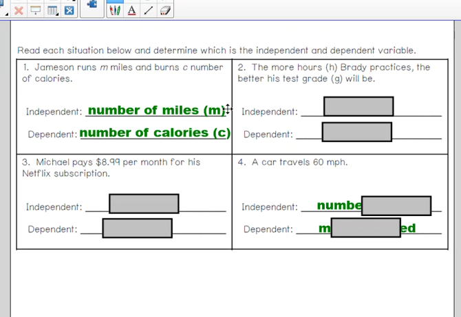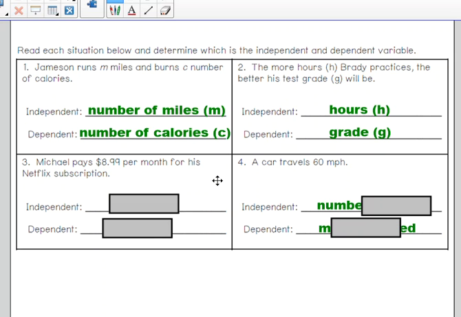And number two, the more hours that Brady practices, the better his test grade will be. So think about what he can control. What he can control here is how much he practices, okay? So hours, that is the IV. What depends upon the hours is his test grade. The more he does this, the better this will be, all right? If he doesn't practice much, then his grade will probably be not very good. If he practices a lot, then his grade will probably be much better, all right? So the IV and the DV.